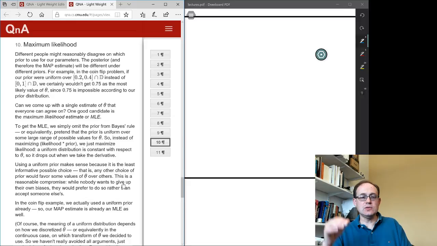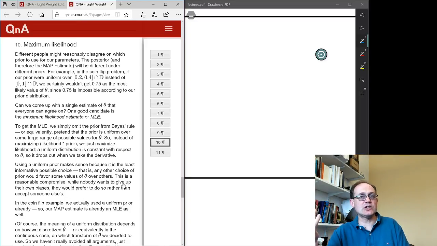All right, so I said we had to pick a prior. And if we pick a different prior, we'll get a different posterior, and therefore we'll get a different MAP estimate. And that's potentially a problem. And there can be some pretty extreme cases of this. So if we're talking about a coin flip and your prior says that the coin probability is uniform between 0.2 and 0.4, and mine says that it's uniform between 0 and 1, you're never going to get 0.75 because your prior assigned it 0 probability. So you'll get 0.4 as the most likely answer, and I'll get 0.75 as the most likely answer.